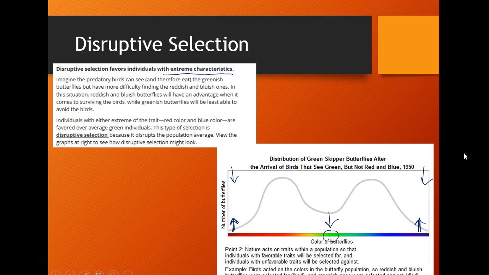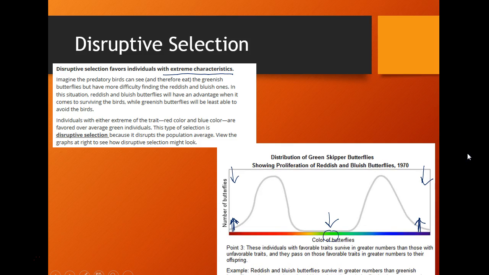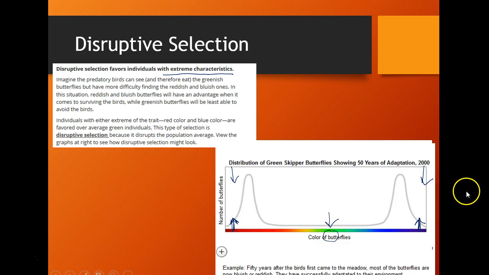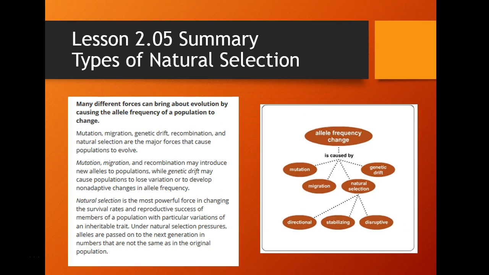So we'll see an overall progression of that, and you see that we have 2 hills, right? And in the middle, we see nothing here, okay? That's because the 2 sides are favored, whereas the middle, the average, is not. So that was the end of our lesson for the different types of natural selection.